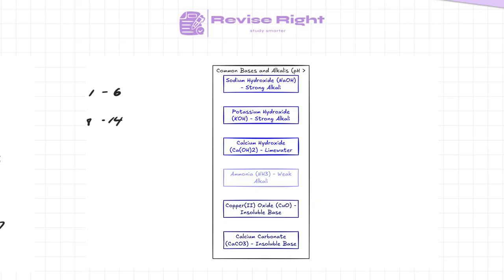So the first example here, we have sodium hydroxide. Now, this is a very, very common base. It's a very strong alkali, and it is NaOH. We have potassium hydroxide, KOH. We have calcium hydroxide. We have ammonia, which is NH3. Copper oxide, and calcium carbonate, which is CaCO3. Now, these can all come up on your GCSE paper, so make sure you're familiar with them.